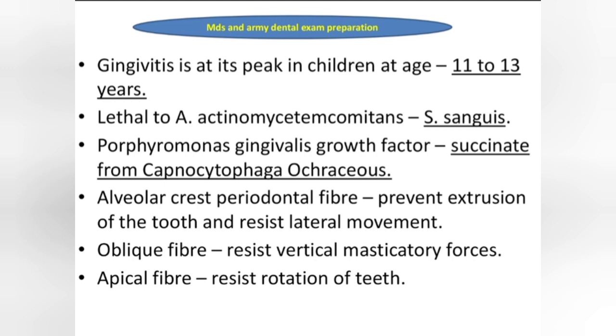The 3 fibers of the periodontal ligament, their function is very important. The alveolar crest periodontal fiber prevents extrusion of the tooth and resists lateral movement. The oblique fiber resists vertical masticatory forces, and the apical fiber resists rotation of teeth.